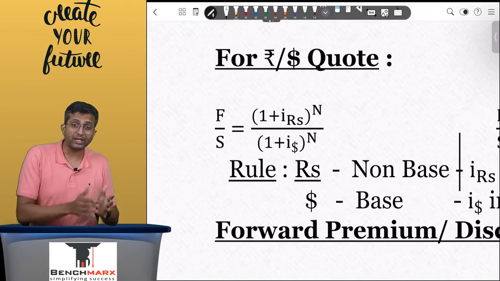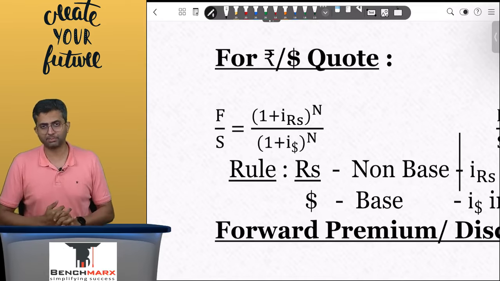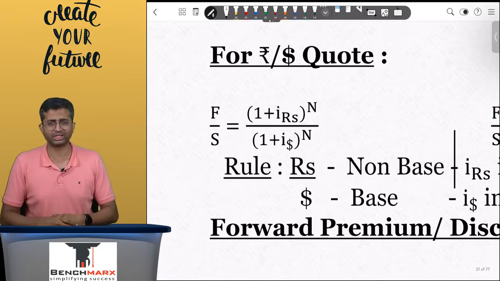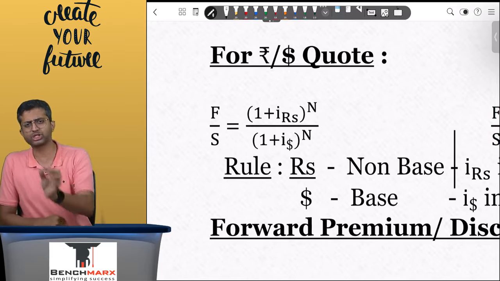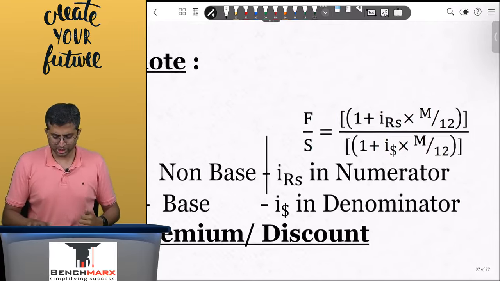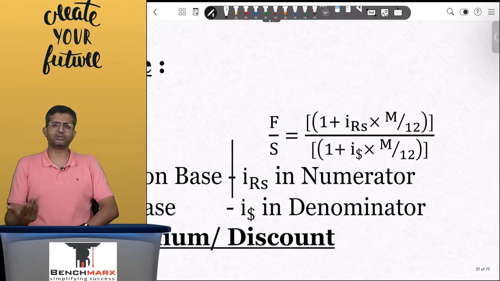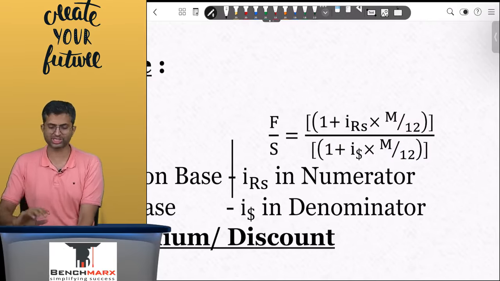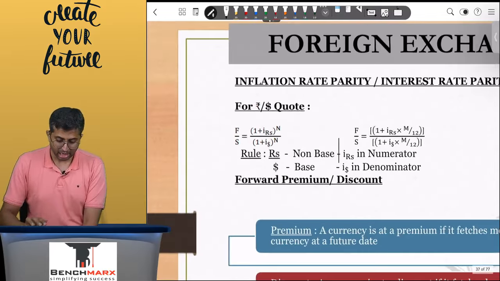However, if you want to find it after 3 months, we don't do monthly compounding, and hence whatever is your rate, for example 12% per annum is inflation in India, then 12% per annum equals 12% times 3 by 12, that is 3% for 3 months. So you will take 1 plus the inflation rate in India into 3 by 12 upon 1 plus the inflation rate in the US into, let us say, 3 by 12.